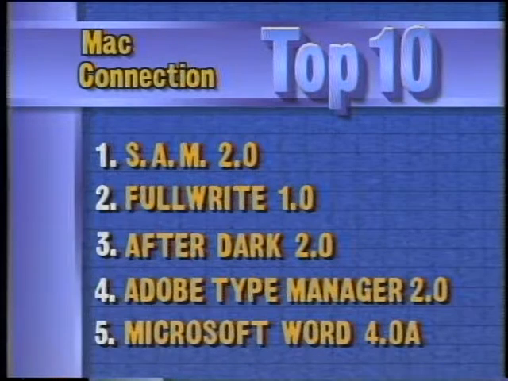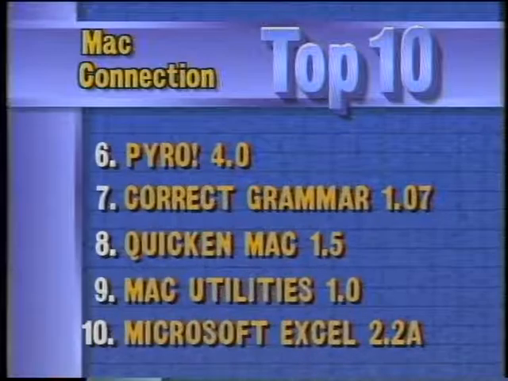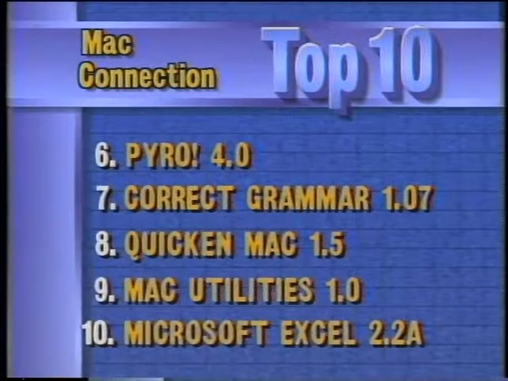Taking a look at this week's top 10 software titles for the Mac, Mac Connection reports Sam is in the #1 position, followed by Fulbright. In 3rd is After Dark, with Adobe Type Manager coming in 4th. In 5th place is Microsoft Word 4.0. Rounding out the top 10 titles are Pyro, Correct Grammar, Quicken Mac, Mac Utilities, and Microsoft Excel.